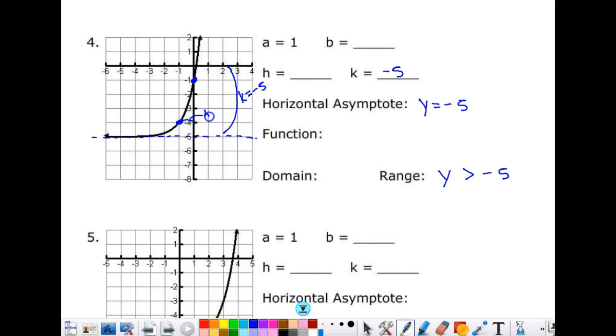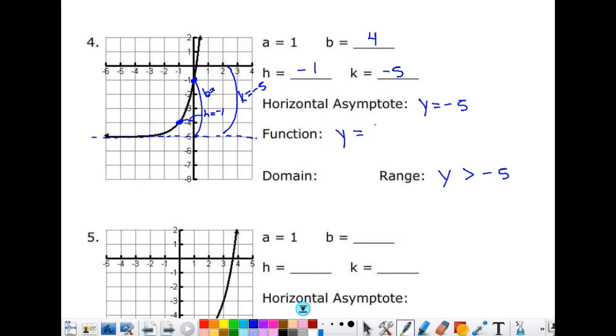1. So my h is a negative 1, right? It moved to the left 1. The b is right here. Okay, so the b is how much? 1 from the asymptote, 1, 2, 3, 4, right? And b is always positive. B is always positive.